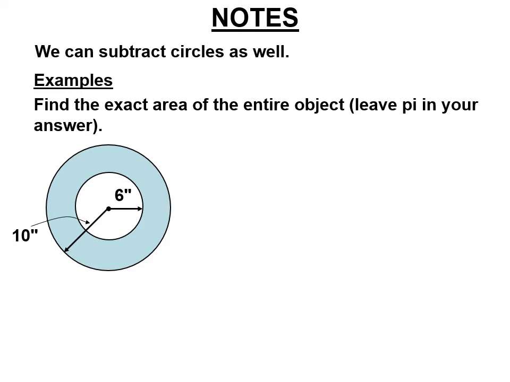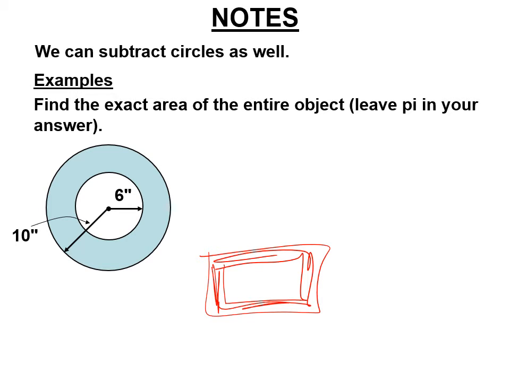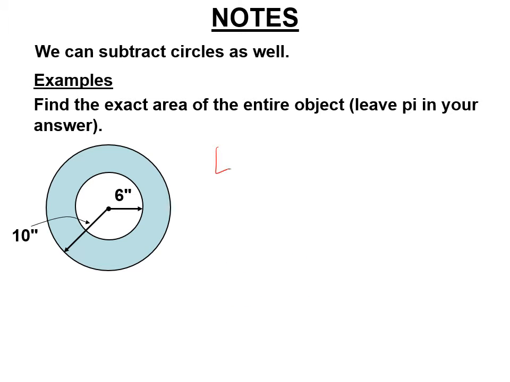So I showed you the pool, or it was a picture frame in ours, right? Where you had to find the area of just the picture frame. Same idea here. You have a large circle, and you're going to take away a small circle. And as an added bonus, it says find the exact area. You're going to leave pi in your answer. This is making it easy.